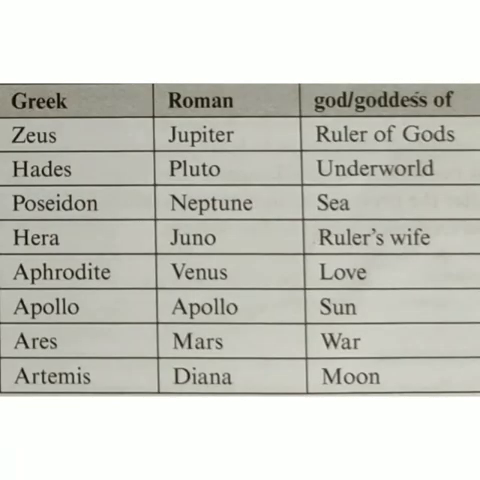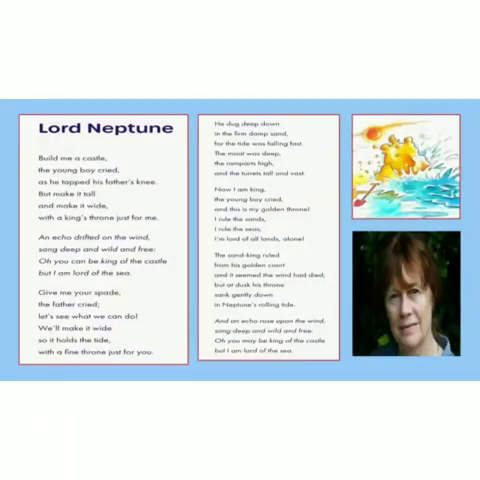Ancient Roman and Greek myths often overlap, although the gods and goddesses had different names in each culture, reflecting the different languages. The mood of the father and son is happy and cheerful, which contrasts with that of Lord Neptune, which is arrogant and mysterious.